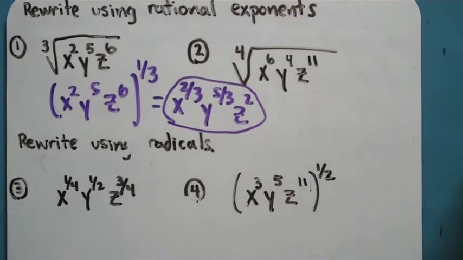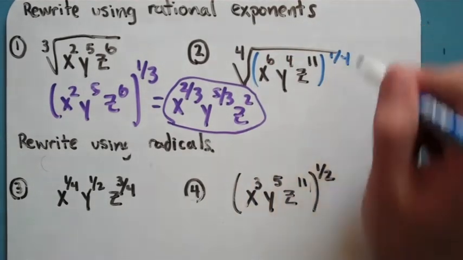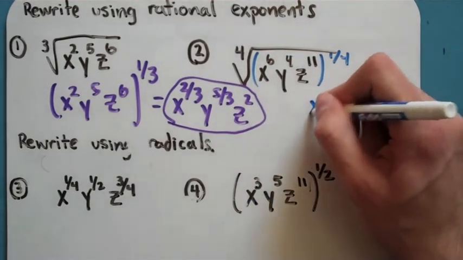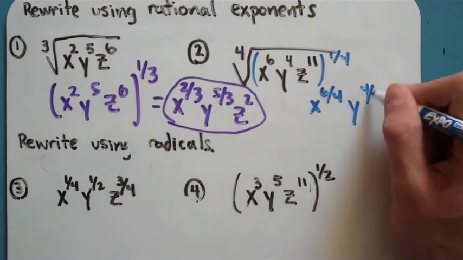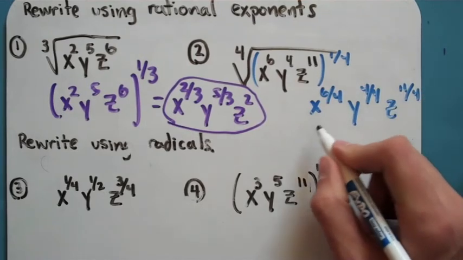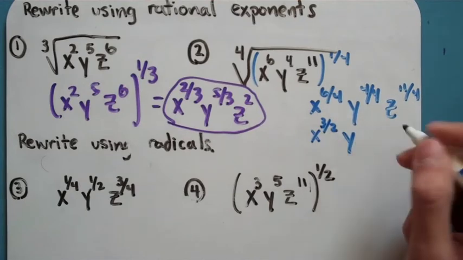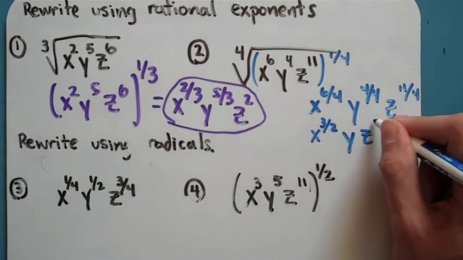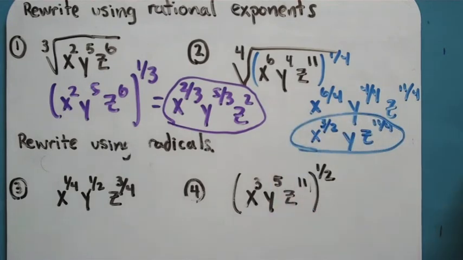On my next one here, that's the same thing as really that stuff to the 1/4 power. So I'm going to get x to the 6/4, y to the 4/4, z to the 11/4, which I can then simplify. I'm going to get x to the 3/2 by reducing, y to the first, and there's not much I can do with z to the 11/4. So I can rewrite my problem again with fractional exponents.